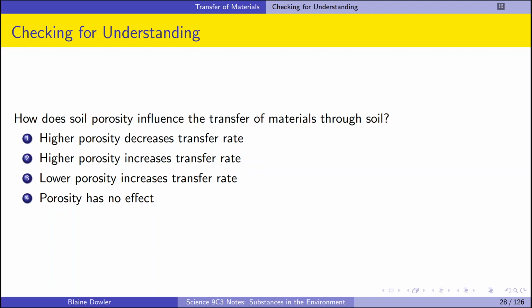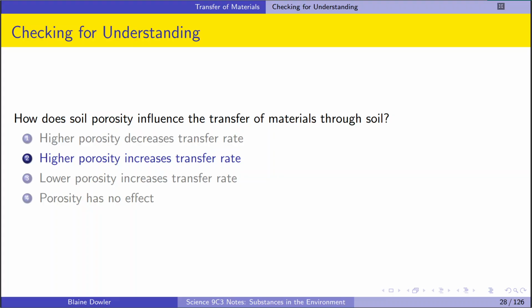How does soil porosity influence the transfer of materials through the soil? Higher porosity decreases the transfer rate. Higher porosity increases the transfer rate. Lower porosity increases the transfer rate, or porosity has no effect. Pause now if you need more time. Higher porosity increases the transfer rate.